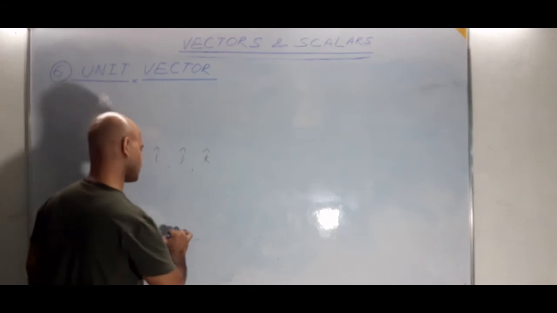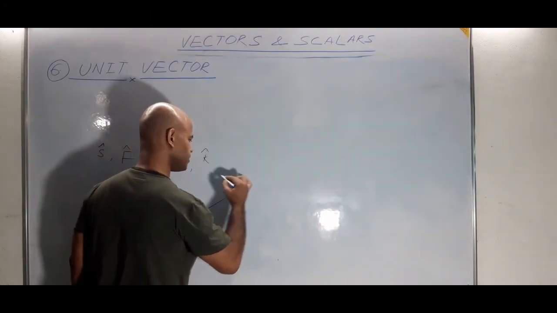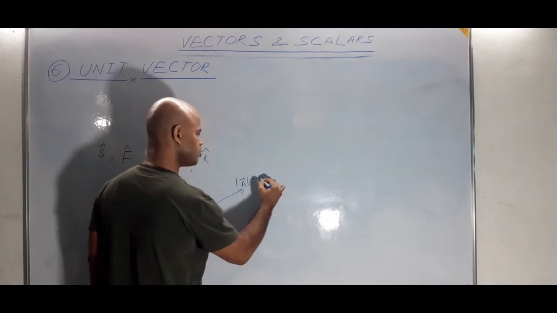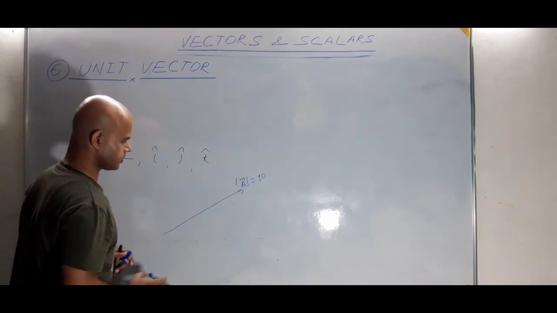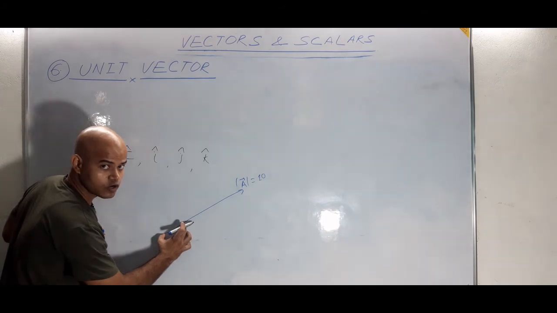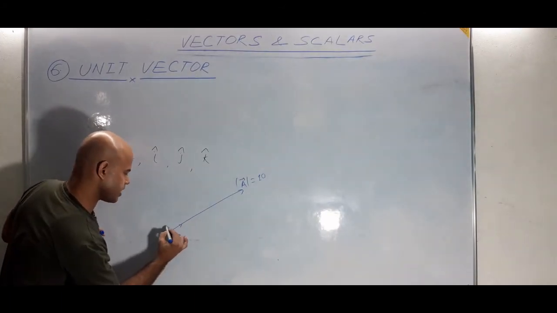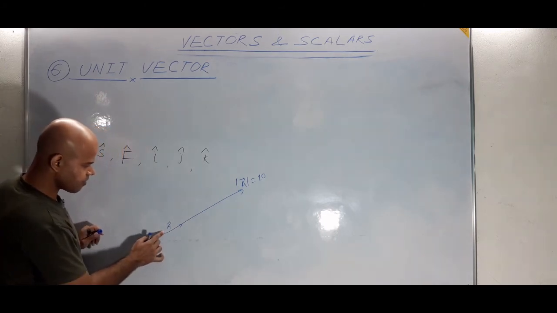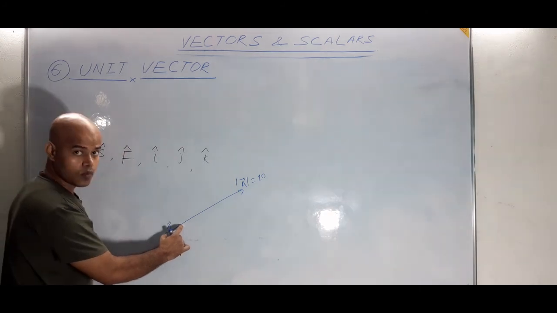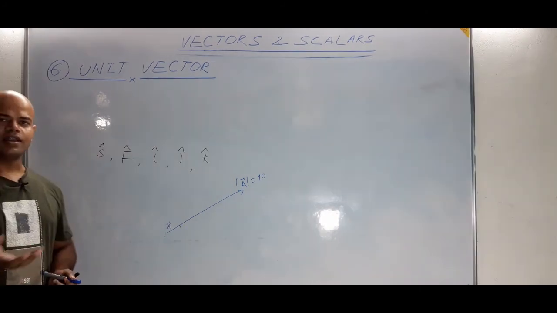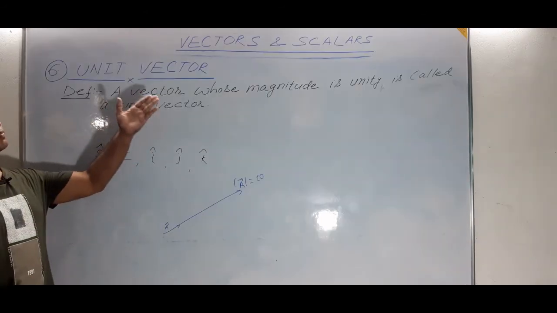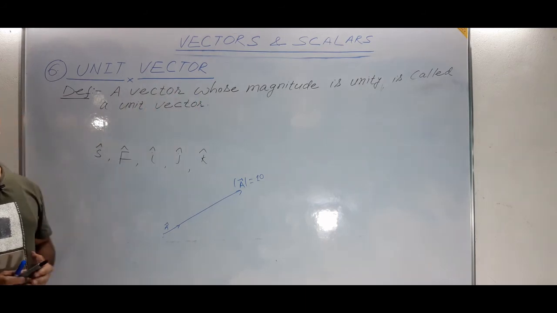Suppose this is a vector, let's say A vector, and its magnitude is 10 units. I want to represent a unit vector along A vector. So I should have an arrow length which corresponds to 1 unit magnitude. So this will represent a unit vector. I can write A cap here. This will be a vector along A vector with magnitude equal to 1 unit, right? Okay, let's write the definition. Alright, so this is the definition. A vector whose magnitude is unity is called a unit vector.